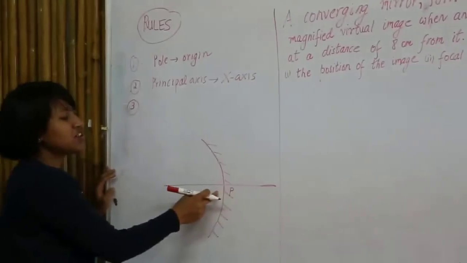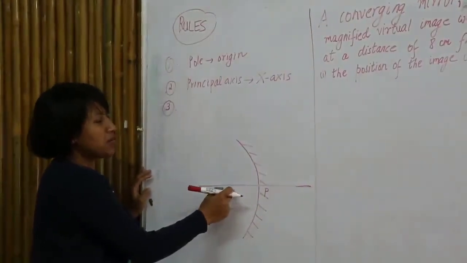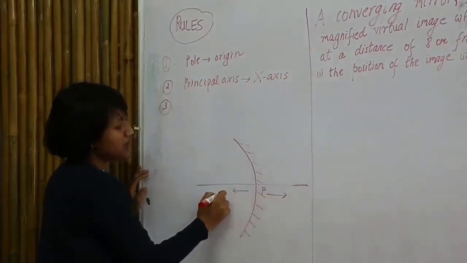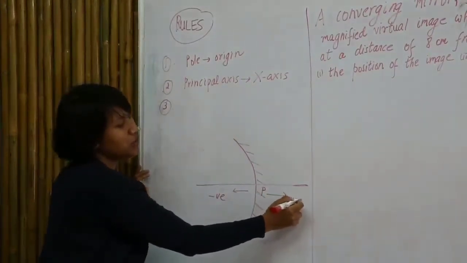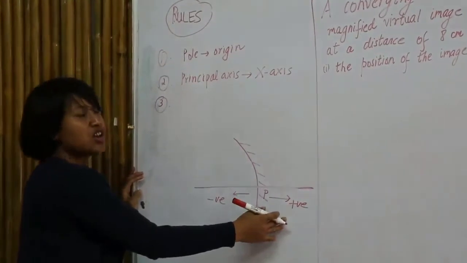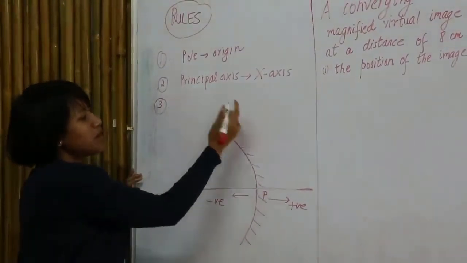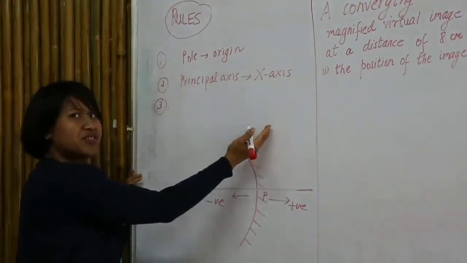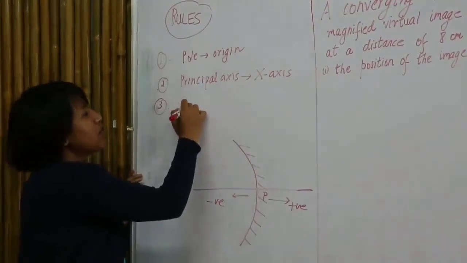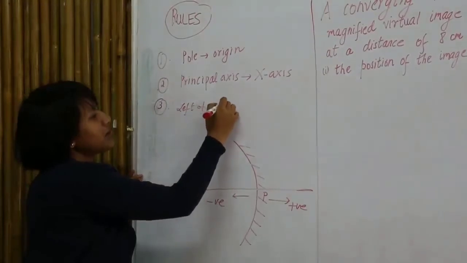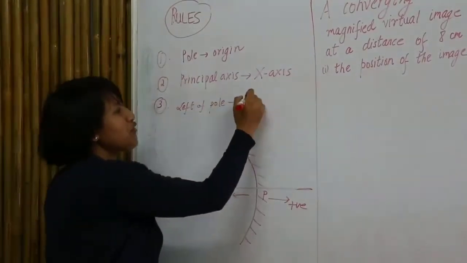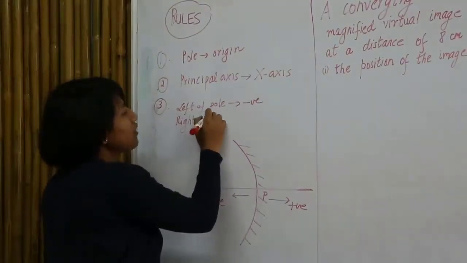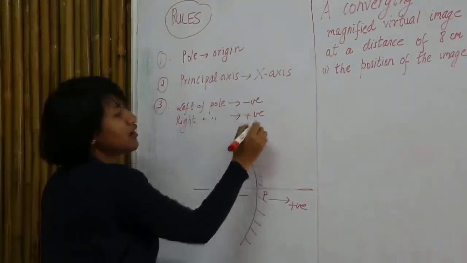They will be measured in the same way, but just like in the graph paper, this side will be negative and this side will be positive. So just remember, left of pole will be negative, right of pole will be positive. Left of pole, or left of origin, will be negative, and right will be positive.